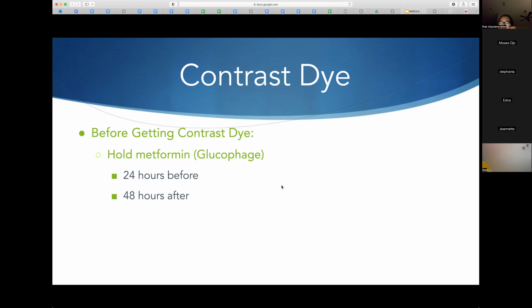I'm sorry, is the contrast dye only for CT scan? Yes. And cardiac cath, excuse me. They use it because it highlights certain structures better. So it helps them visualize issues or structures that can help them to diagnose a problem.